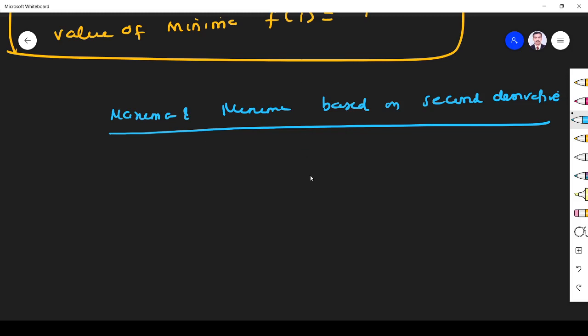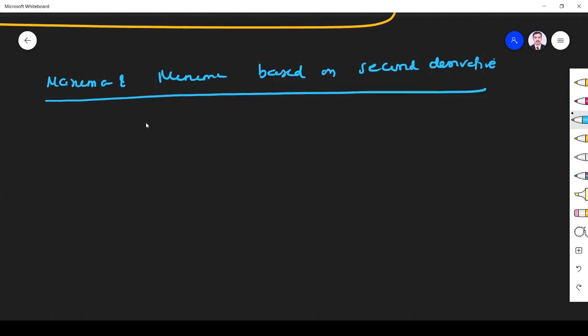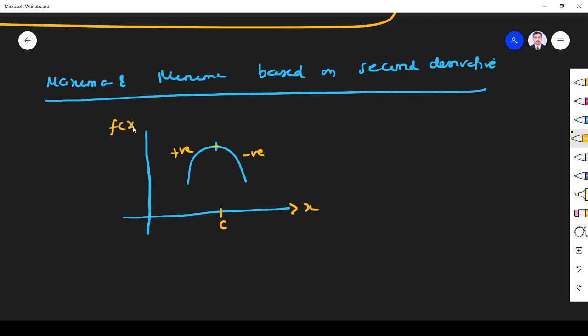In problems we will use this only. Let us see why. What is the reason? Let us take this point as usual. This point is a location of maxima, yes or no? Because this is a maxima point. By seeing this, we can say here the slope is negative, here the slope is positive, here the slope is negative. This is x, this is f of x, and this is the maximum value.